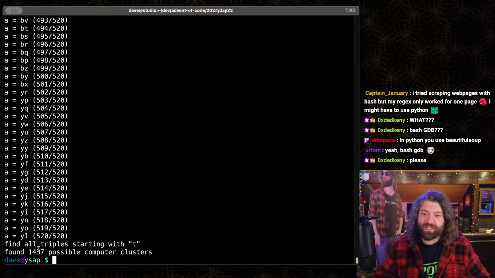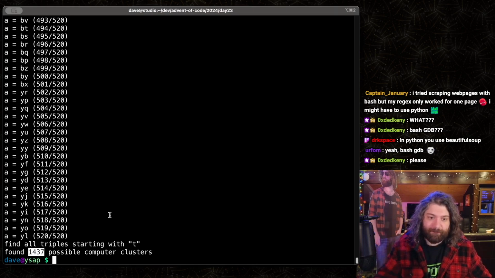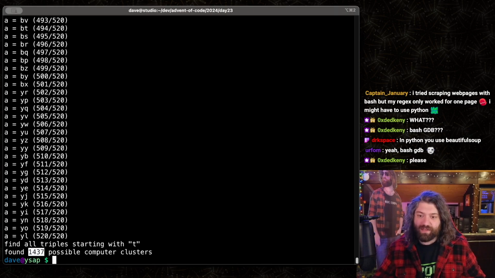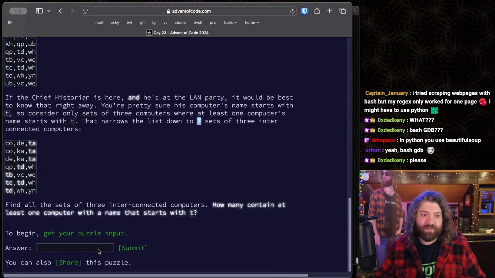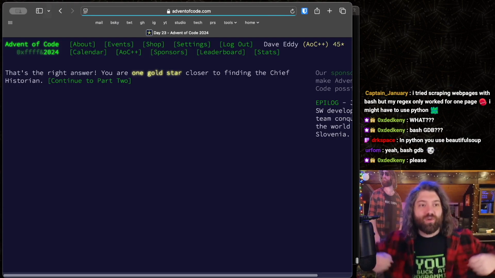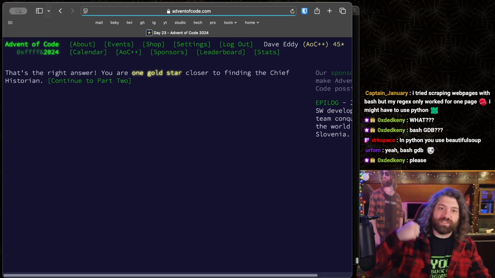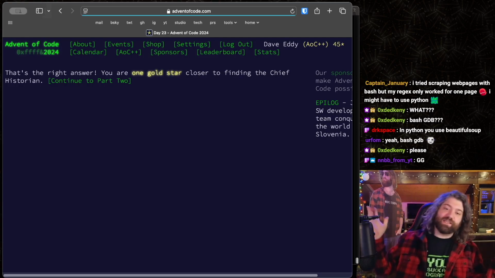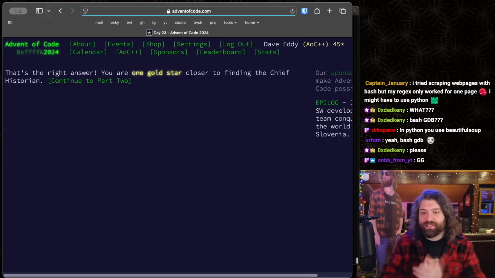Found 1437 possible computer clusters that start with T. Hey, that's not too bad, right? Let's take a look and see if this is correct. You guys ready? Moment of truth. 1437. Let's go. That's the right answer. One gold star closer to finding the chief historian. Easy. GG. Part 1 down.